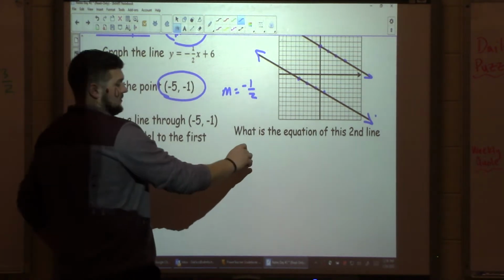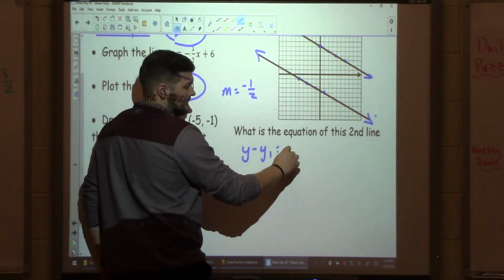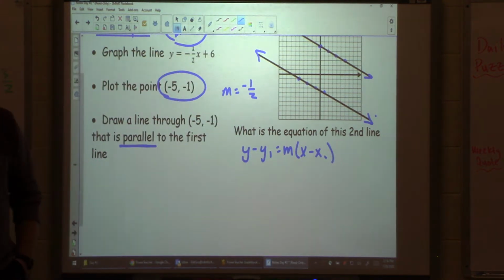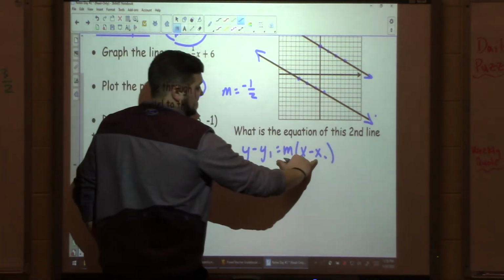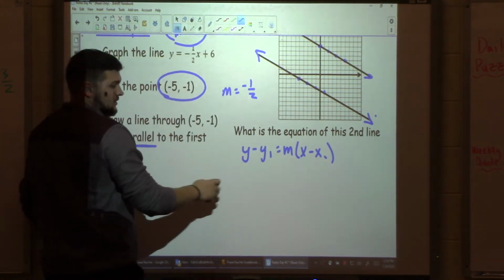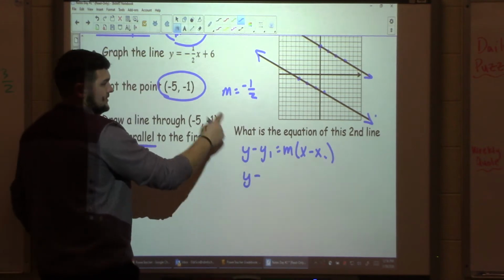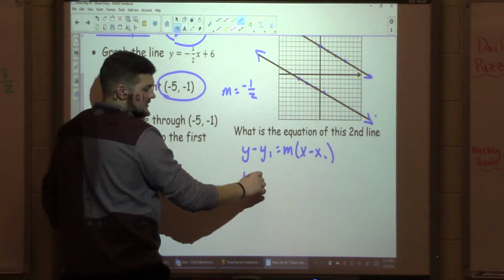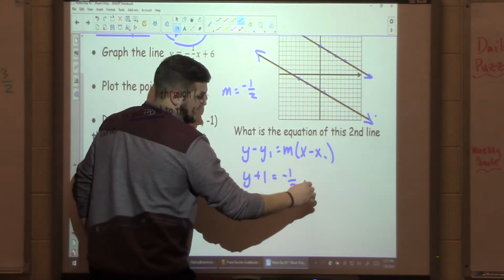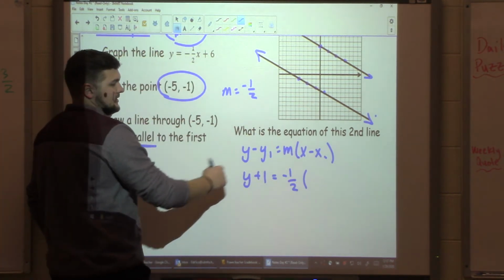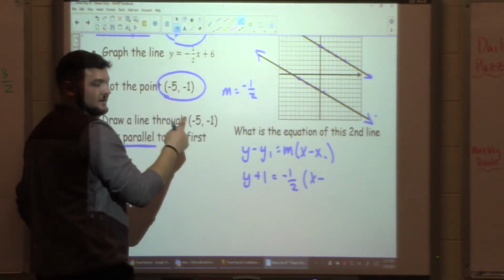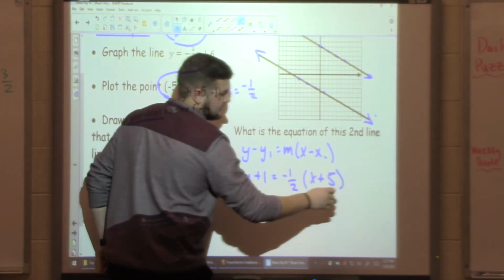Point-slope form is y minus y1 equals m times x minus x1, where x1 and y1 are my point here. So I'm going to plug in: y minus negative 1 would be y plus 1 equals negative 1/2 times x minus negative 5. Well, minus negative 5 would be x plus 5.